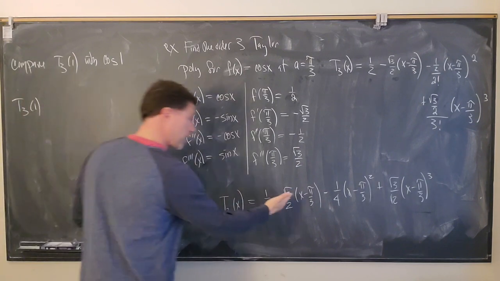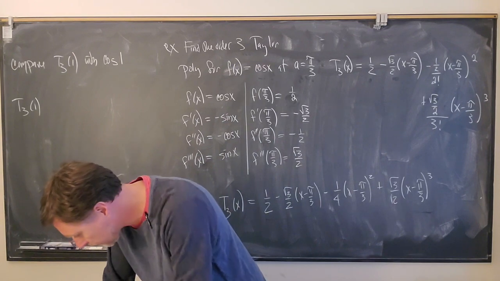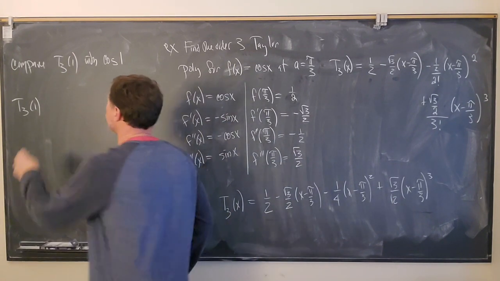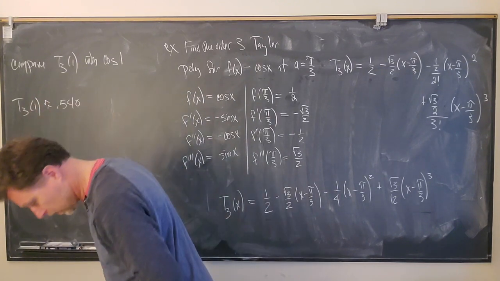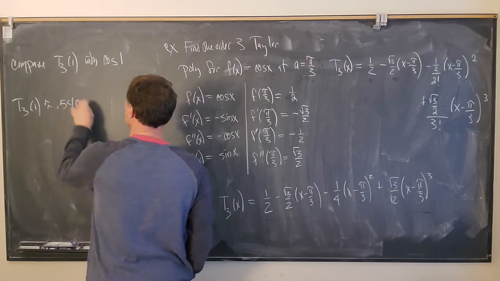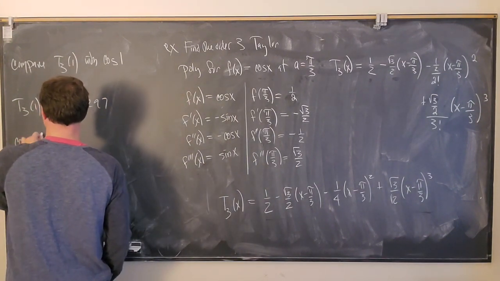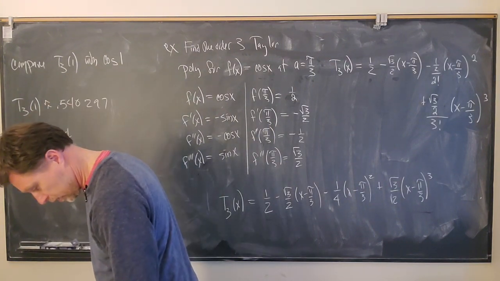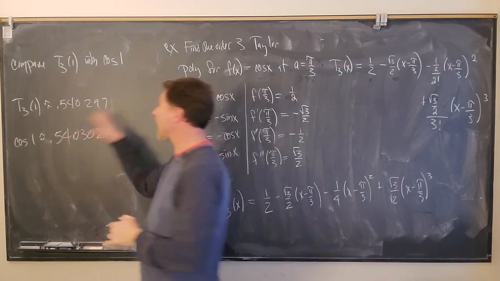So plug a 1 in here, do the arithmetic, and it comes out to be, let's see, T3 of 1 is about 0.540297. And cosine of 1 is about 0.540302. Right, so it's not going to be a perfect match.